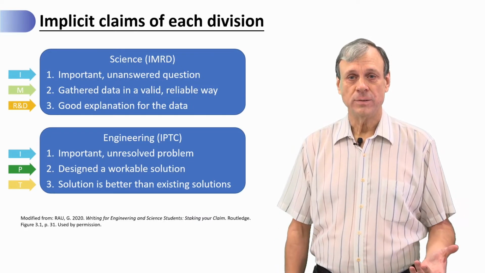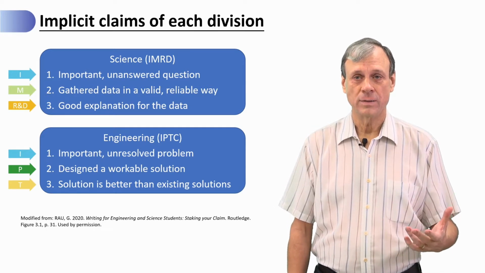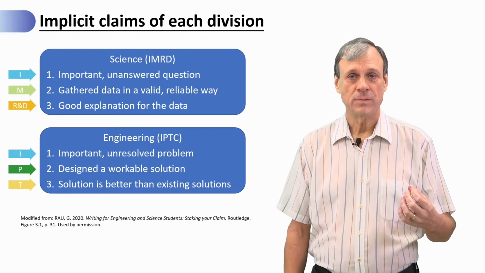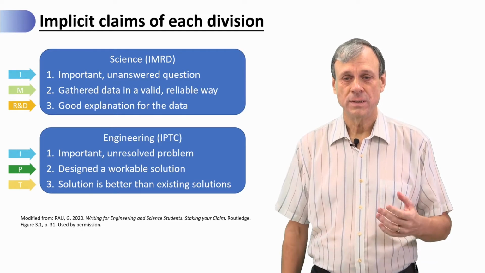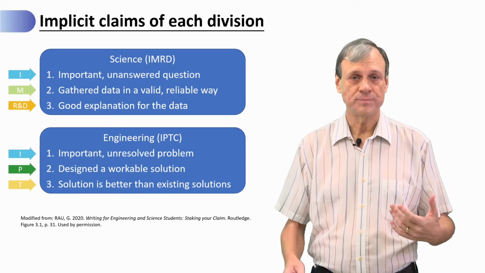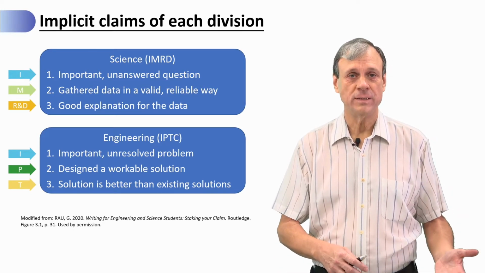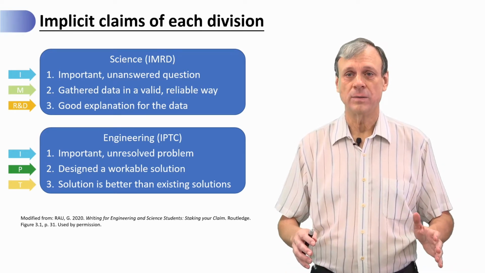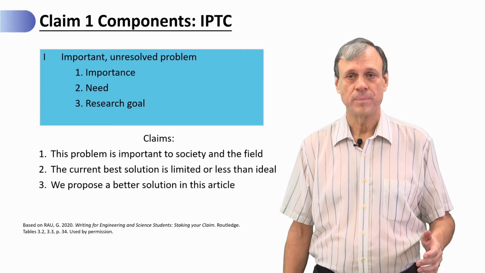So just to remind you, each of the main divisions in a research article contains three implicit questions, three implicit claims that are related to each of those three divisions. In engineering, they relate to the problem, the solution to the problem, and comparison of that with existing solutions. Whereas in science, we're looking at questions. These claims are not stated directly in the article, but are underlying the structure of the whole article.